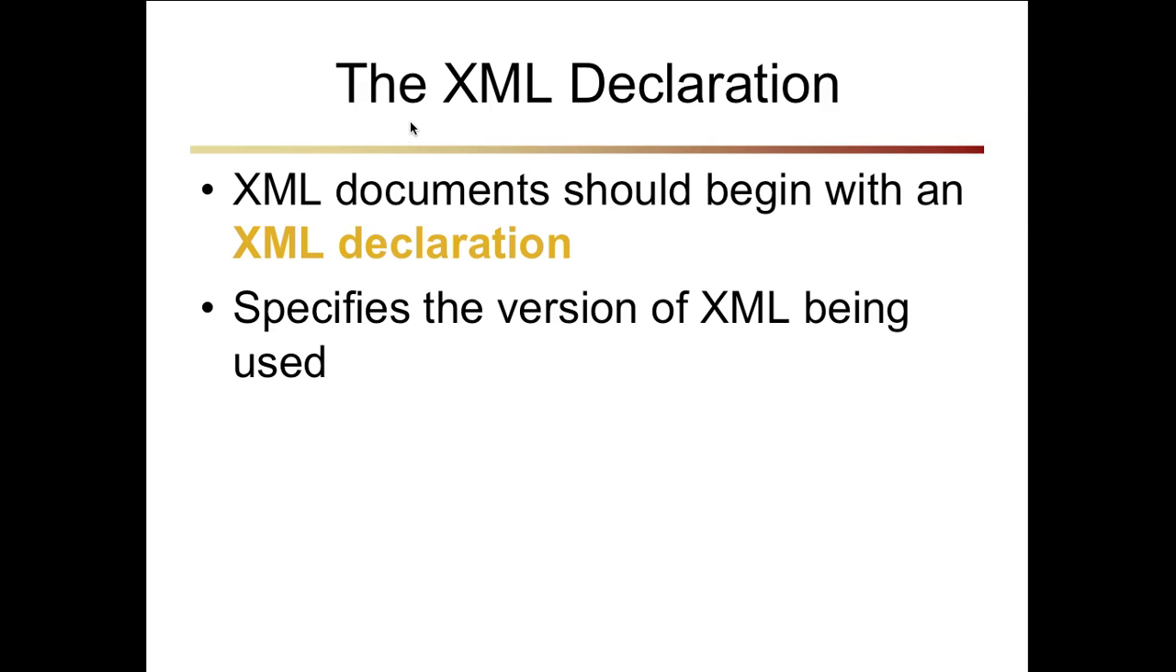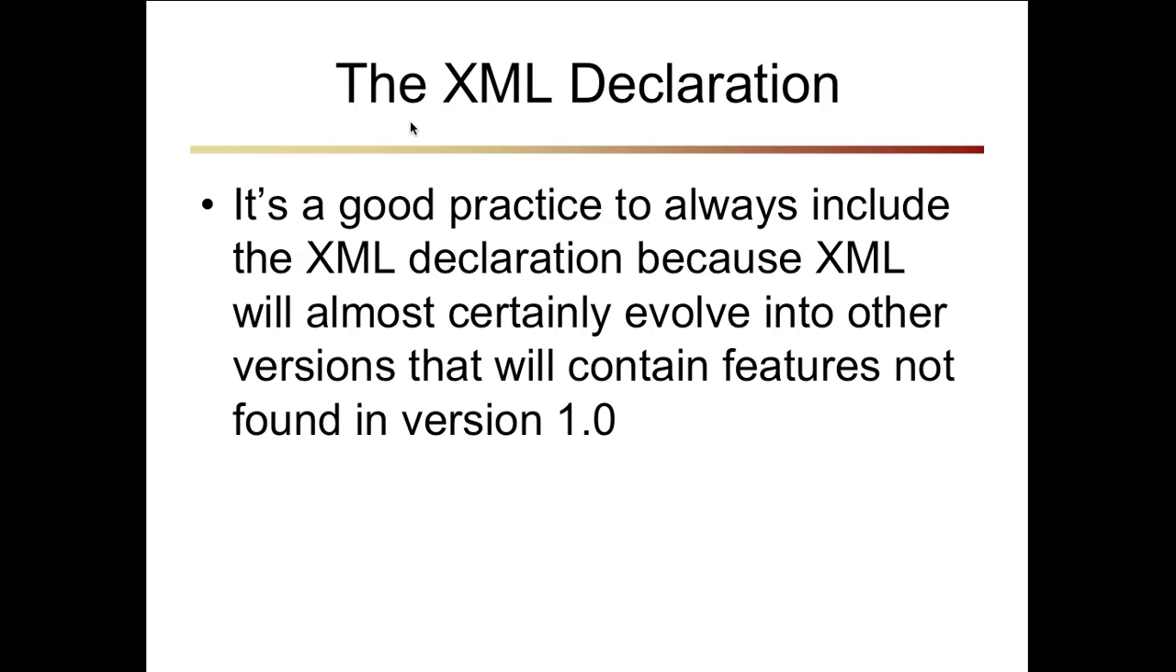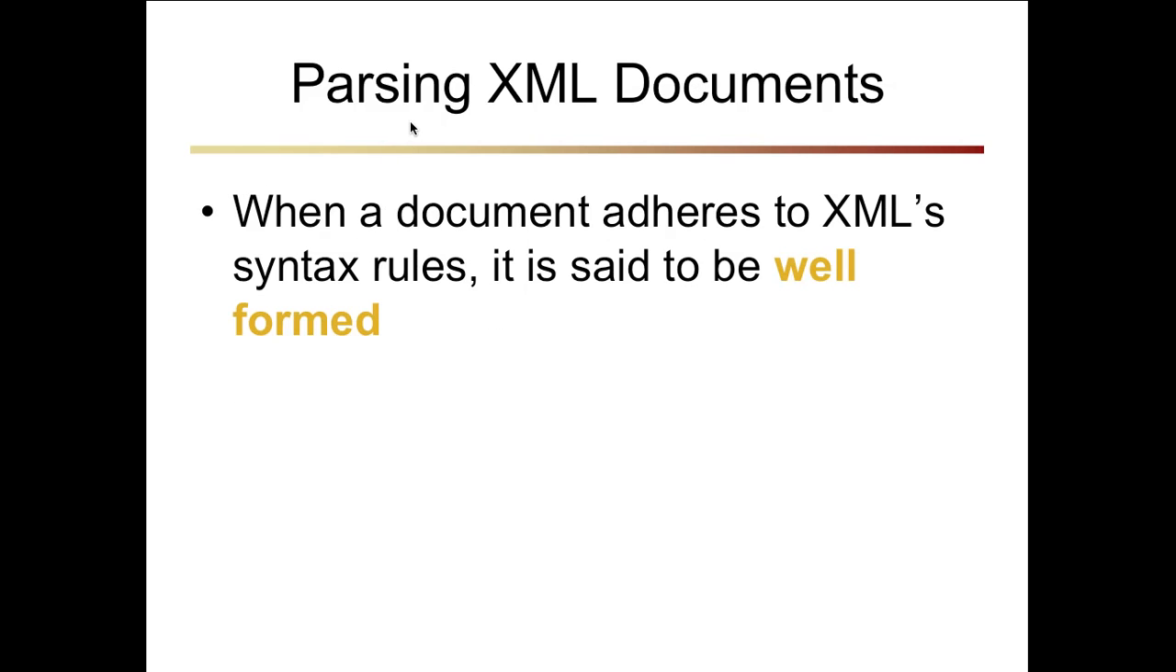In terms of the declaration, the document itself begins with an XML declaration, and then it specifies the version of XML being used in the document. There's no requirement to include it at this point because we're only on 1.0. However, in the future, we might have higher versions, so it's not a bad standard to include a header that basically identifies the XML version, along with the attributes of the version and the declaration itself.